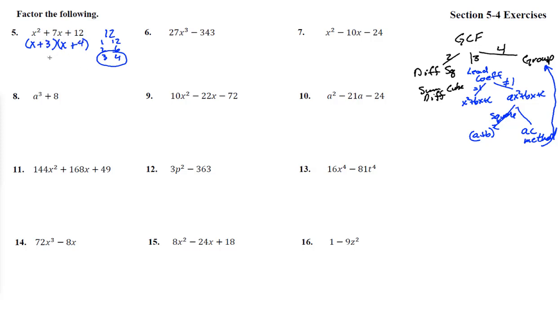And if you multiply that all out, the middle terms will be a 3x and a 4x, and it will work. Number 6. Okay, is there a greatest common factor? This is 3 times 3 times 3 and 7 times 7 times 7. So nope, no common factor there. How many terms? 2. Is it a difference of squares? Nope, 27 is not a perfect square. It is a difference of cubes.